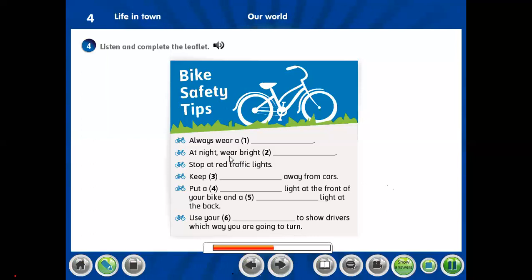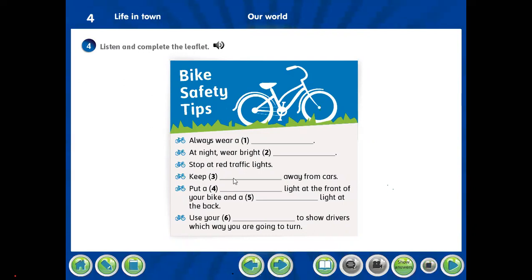That's right. Okay, now, what distance do we have to keep from cars? Is it half a meter? No, it isn't. We must ride 1 meter away from cars. Next question. What must we have on our bikes? We must have a white light at the front and a red light at the back. These help drivers see us. Very good. Now, for the last question. How do we show drivers which way we are going to turn? With our arms, of course. Good job, Sean. You are a careful cyclist.